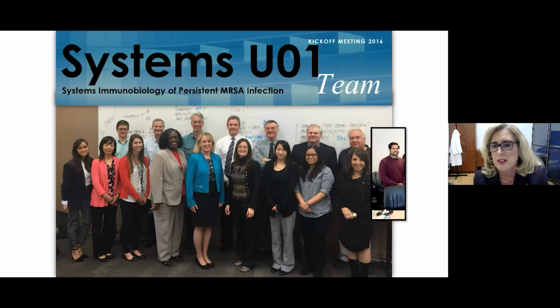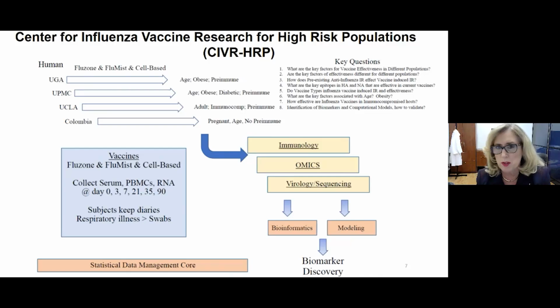Can I go to the next slide, please? So I just briefly want to mention this work that we're doing now with Ted Ross for the Center for Influenza Vaccine Research for High-Risk Populations. Our role in this project is looking at the immune response to vaccination, both to existing seasonal influenza vaccinations, as well as to the new vaccines that are being developed by the team. Our key questions are: what are the factors for vaccine effectiveness in different populations, and whether pre-existing immunity to influenza affects vaccine response. Can I have the next slide, please?